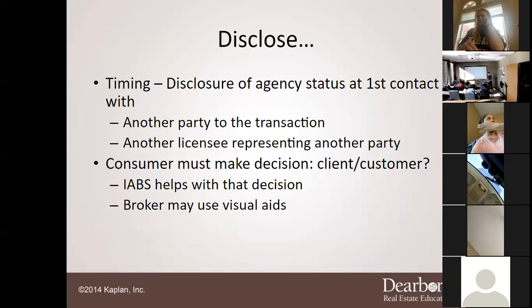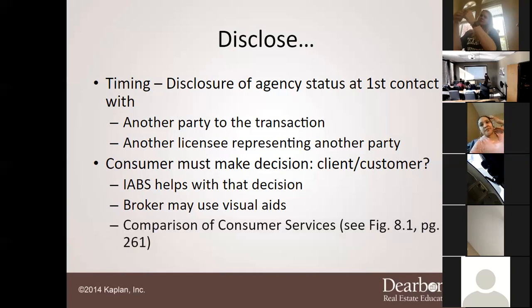So you can use visual aids like that, and people do make a YouTube video. I'm still working on my listing presentation, but Justin started having us do that. It's just something that you present to your client to show them why they should be a client and not a customer. So you can use visual aids to help you with that. And there's a comparison of the consumer services, which is coming up in the next slide.